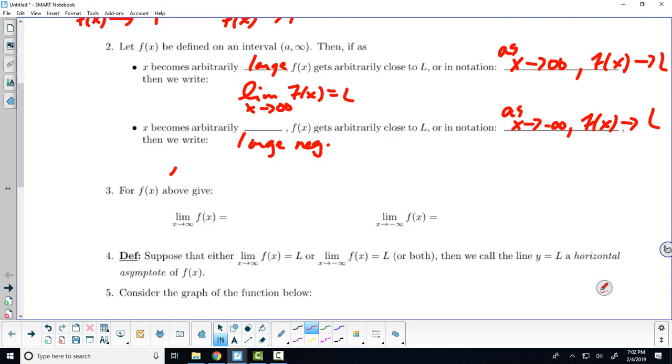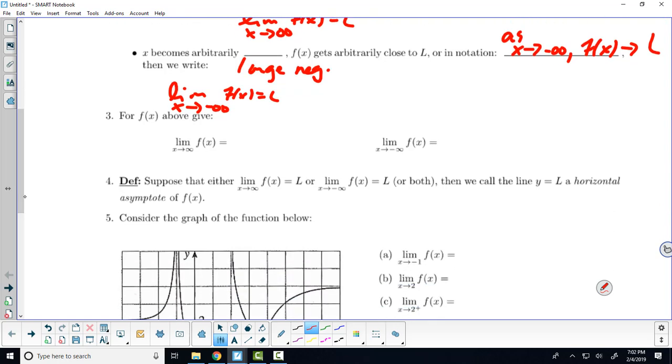Then we say the limit as x approaches minus infinity of f of x is equal to L. Okay? So for the above function f of x, what happened as we went far to the right? As the x values went far to the right, the y values got close to 1. Same thing as we went the other way, the y values got close to 1.